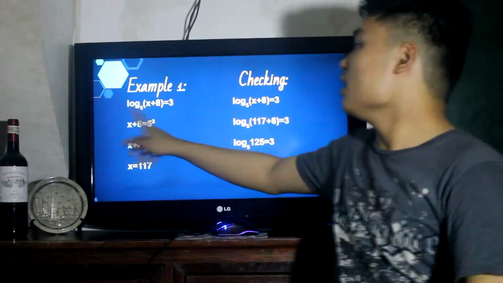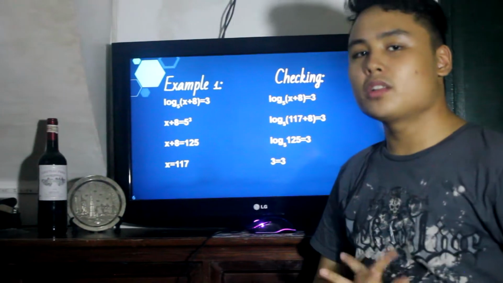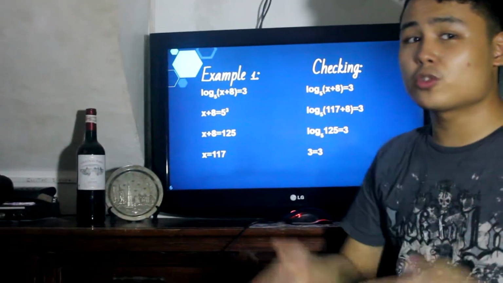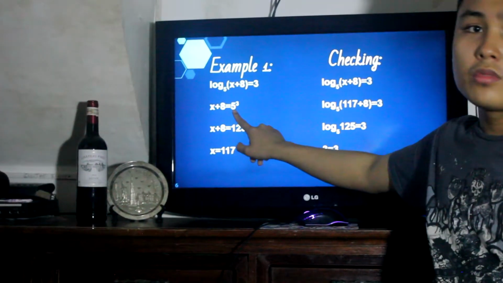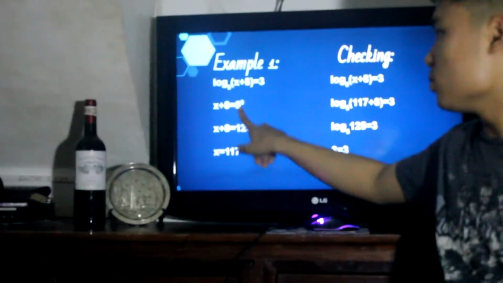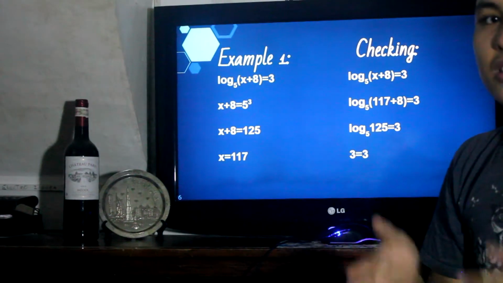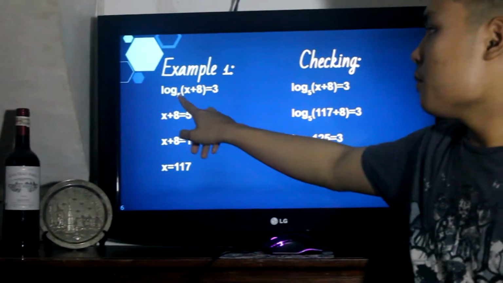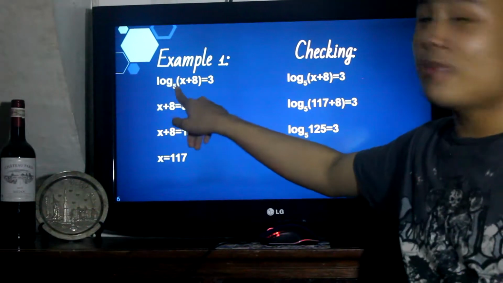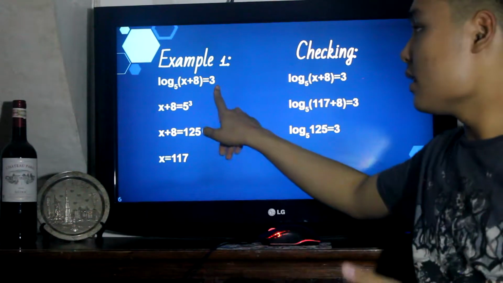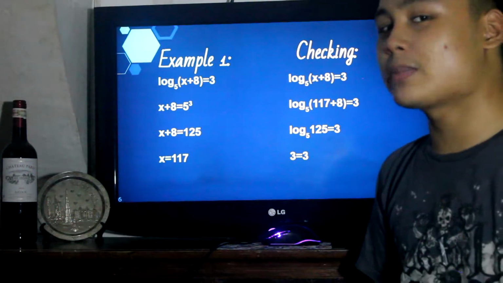Example number 1. Logarithm of base 5, quantity x plus 8 is equals to 3. Para mag-solve ng logarithmic equation, ang first step mo is i-convert mo siya into exponential. Itong base, ito na siya. Then, itong equal, ito yung exponent. Itong naka-quantity or nandito sa labas is just as it is. So, 5 raised to 3 is equals to x plus 8. Nakuha na natin yung exponential niya.